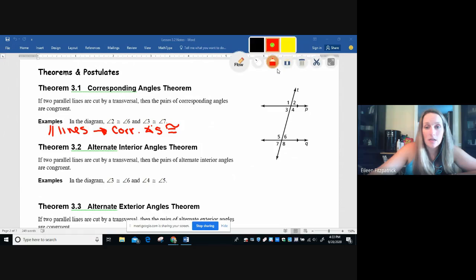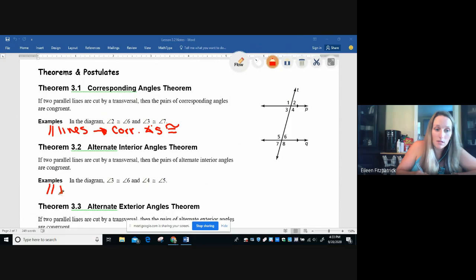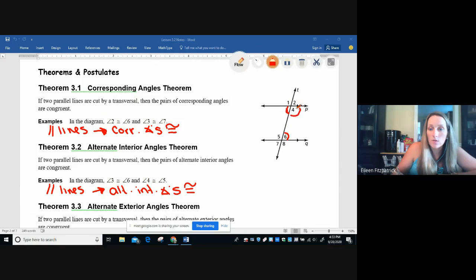Okay, next, it says that if 2 parallel lines are cut by a transversal, then the pair of alternate interior angles are congruent. So the way we'd write that is parallel lines implies, you're saying, because I know the lines are parallel, then I know that alternate interior angles are congruent. So again, because these lines are parallel, I know that angle 3 is congruent to angle 6, and angle 4 is congruent to angle 5. Okay, because they are alternate interior angles.